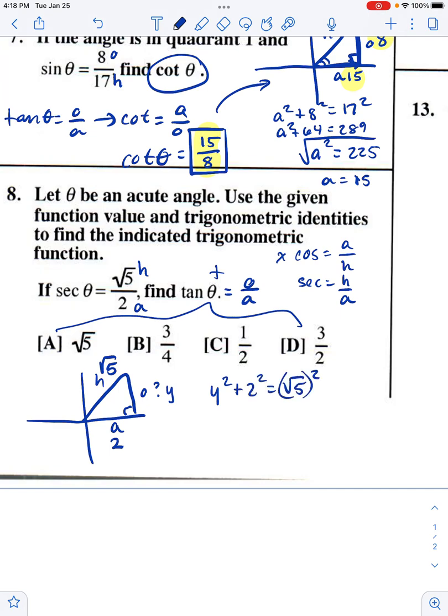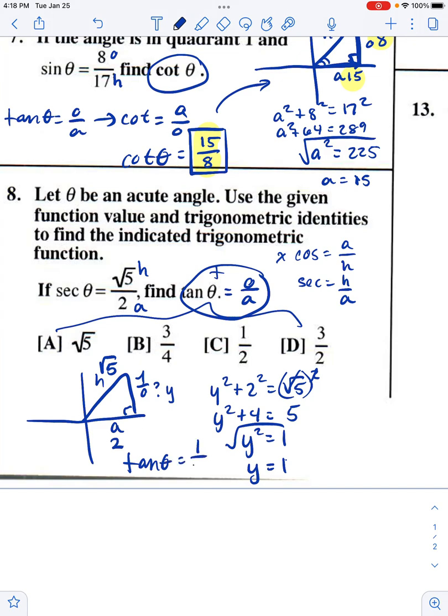Y squared plus 2 squared has to be the square root of 5 squared. So don't make this harder than it is. Don't confuse yourself. If you square a square root, it's gone. Moving the 4 over by subtraction, and then I'm going to square root 1, which gives me a 1, and in this quadrant, it will be positive. So now to do opposite over adjacent, which is what they're asking for, my tangent value will be opposite over adjacent, so 1/2, and that makes C my answer.